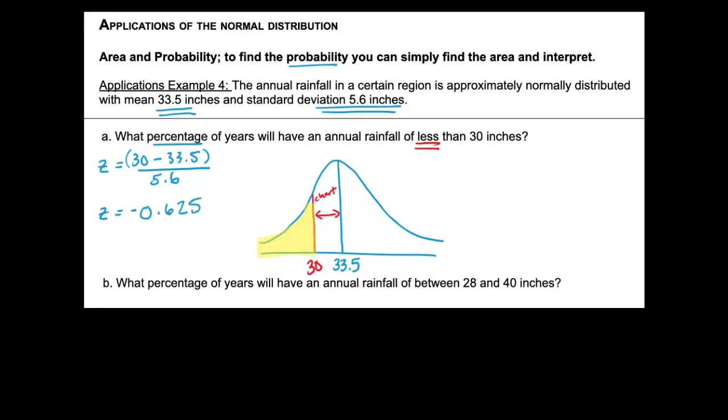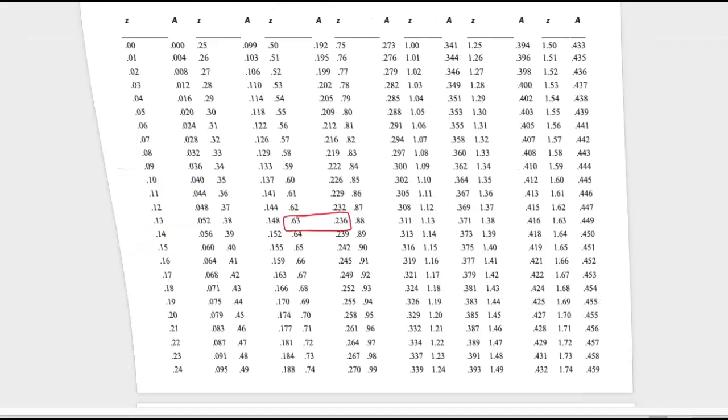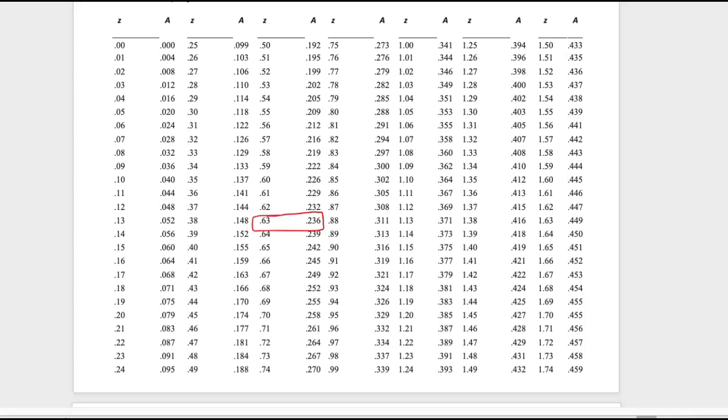0.625. Now on the chart, all of the z-scores are rounded to the hundredths place, and the chart is not going to even have a z-score of 0.625. So I'm going to round this to the hundredths place, 2 decimal places, approximately negative 0.63. So that's the z-score that's associated with a rainfall of 30 inches. I'm now going to look up on the chart a z-value of 0.63, and I've already circled it here. It's an area of 0.236.